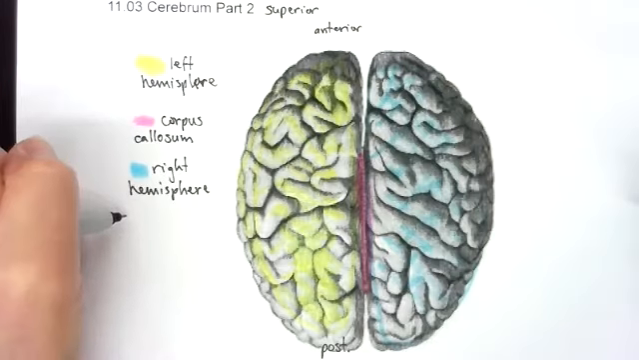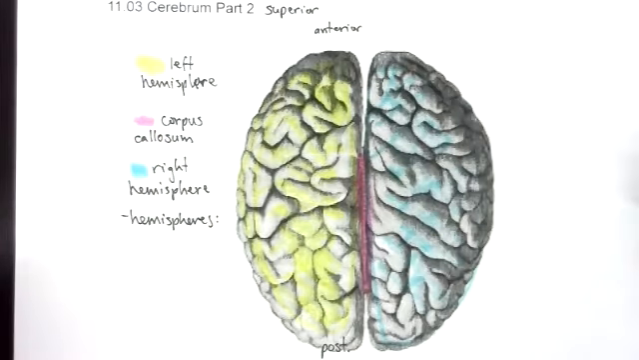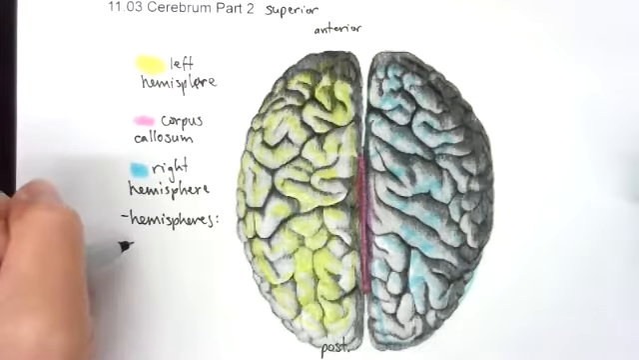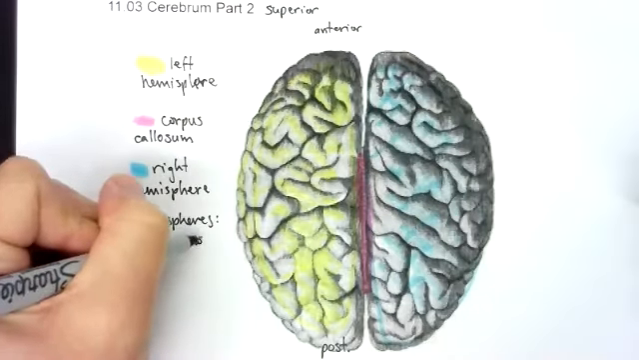Regarding the hemispheres, they have cross function. So the hemispheres cross. I'm left-handed. That means that the motor cortex of the right side of my brain controls my left hand, and the motor cortex on my left side controls my right hand. So because I'm left-handed, the motor cortex on my right side is going to be a little bit larger than my left.